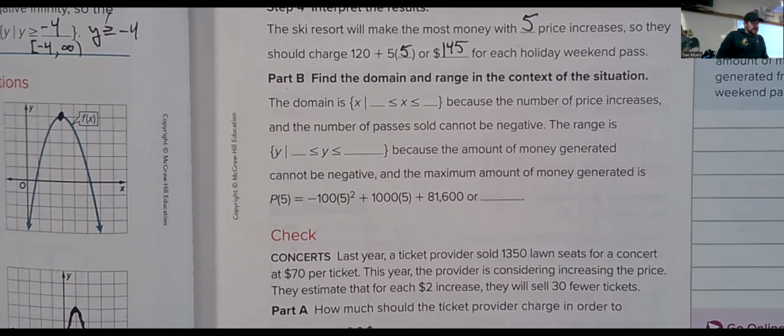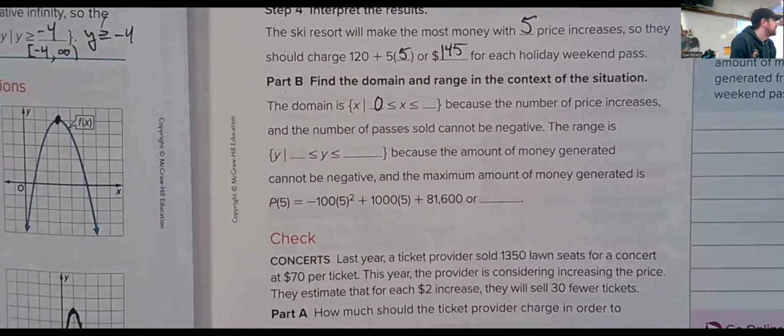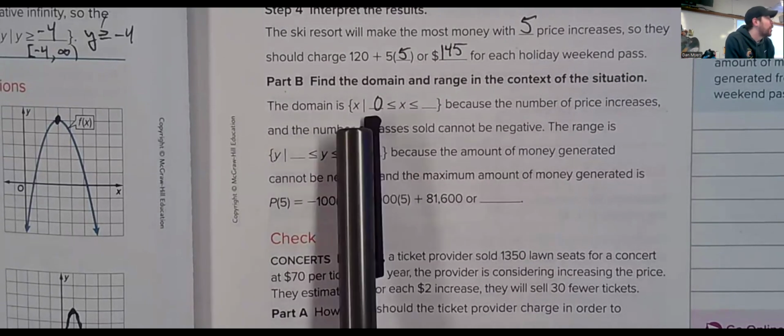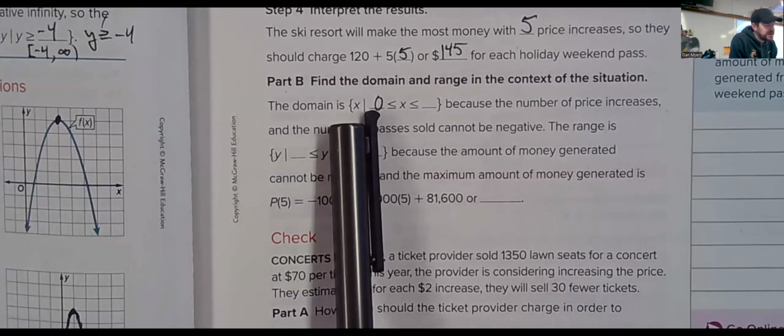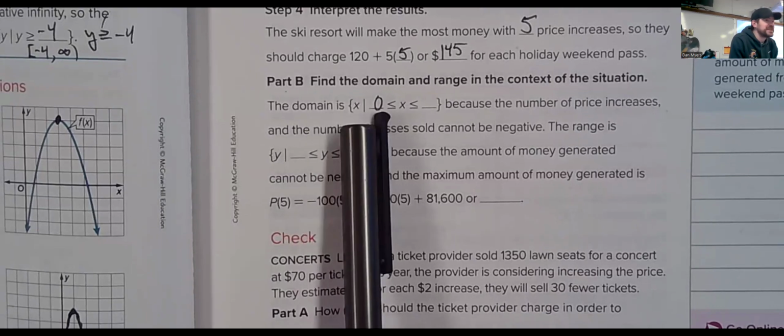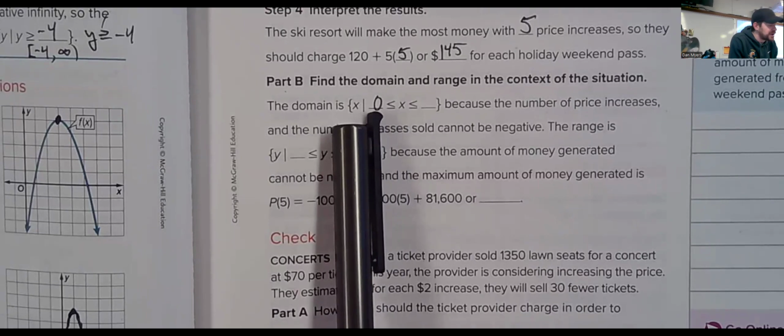So the domain is going to be, x is going to have to be greater than or equal to 0 because they're definitely going to raise the price. So, well, maybe they won't definitely raise the price. Maybe they won't raise the price, but they're not going to decrease the price. How about that? So an x value, remember, that's number of price increases would be the x. So they're either going to leave it the same, that would be 0, or they're going to increase the price.